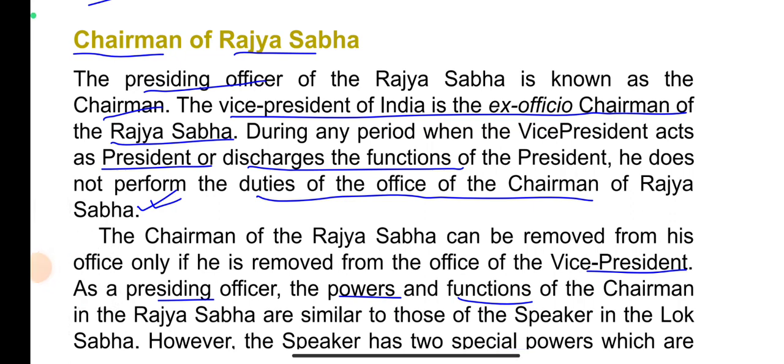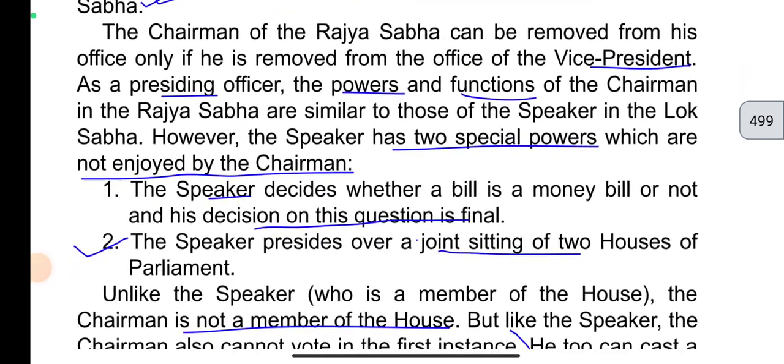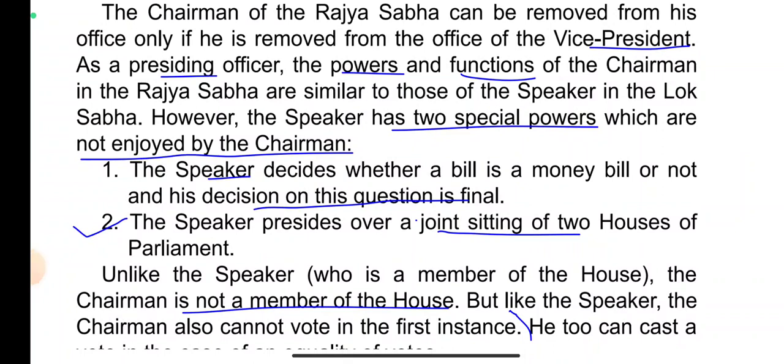The Chairman of the Rajya Sabha can be removed from his office only if he is removed from the office of the Vice President. As a presiding officer, the powers and functions of the Chairman in the Rajya Sabha are similar to those of the Speaker in the Lok Sabha. However, the Speaker has two special powers which are not enjoyed by the Chairman. The Speaker decides whether a bill is a money bill or not, and his decision on this question is final.